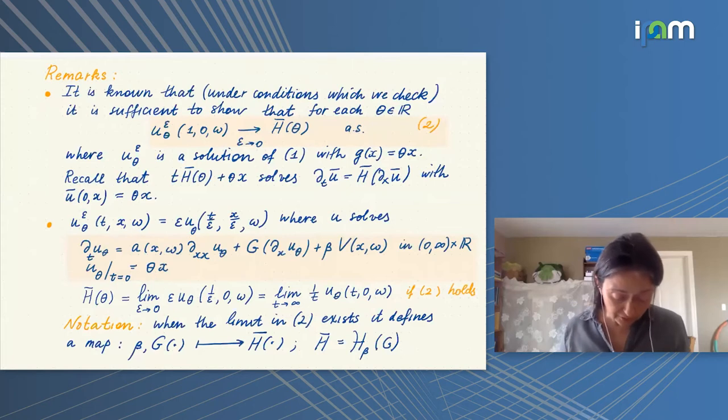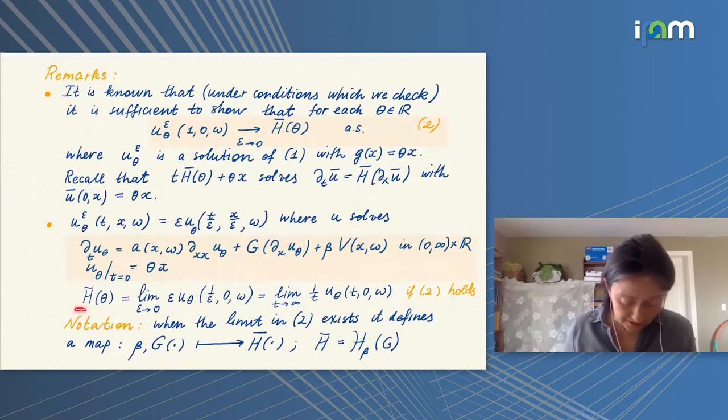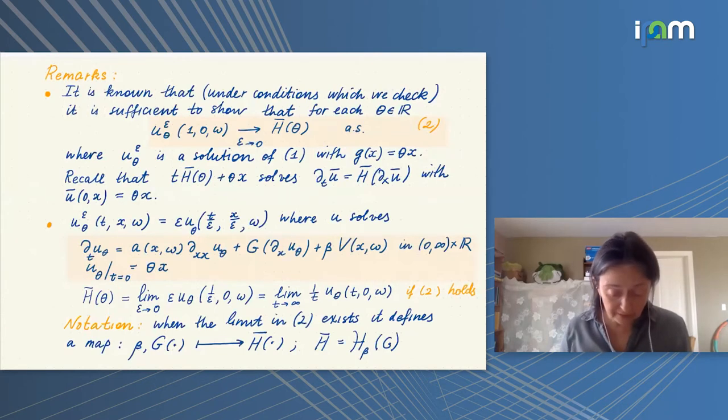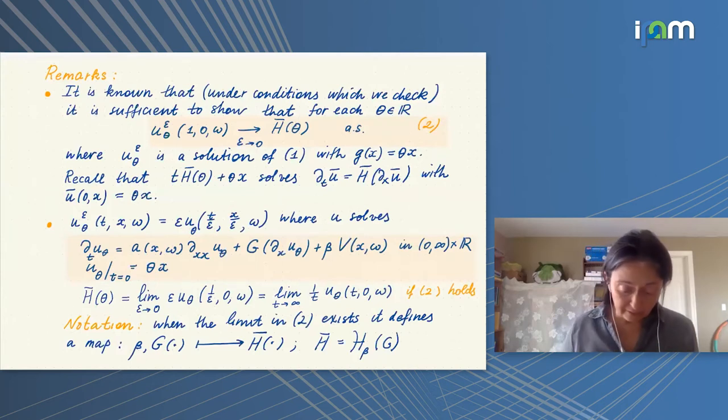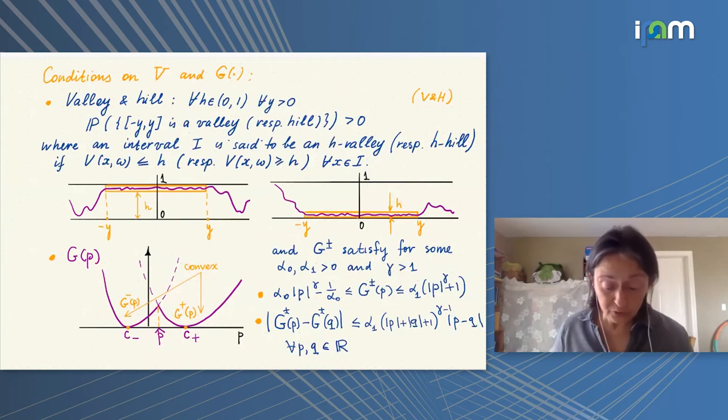So the notation I'm going to use is the following. If h bar exists, then given beta and given G, the effective Hamiltonian will be denoted by this curly H with index beta of G. It's like a map. You give me beta and G, and I will give you the effective Hamiltonian. So now to state the theorem, I need conditions on V and G, and I will give now precise conditions.